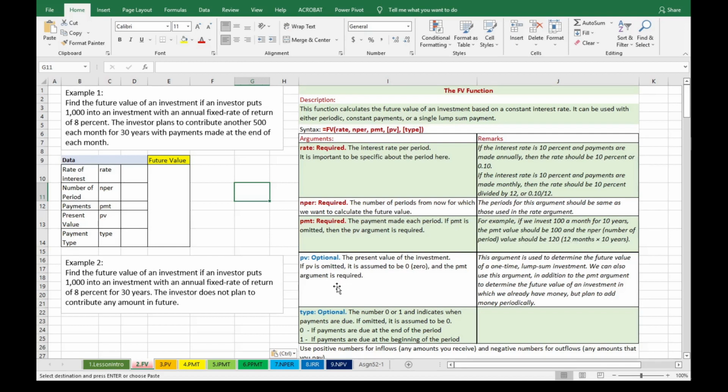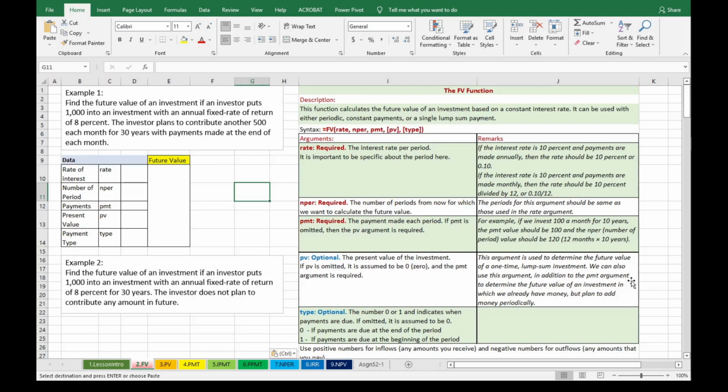Then next argument is PV, that is optional argument. This is the present value of the investment. If PV is omitted, it is assumed to be 0 and the PMT argument is required. So if we don't give PMT, then we have to give PV, and vice versa. So PV argument is used to determine the future value of one-time lump sum investment. We can also use this argument in addition to the PMT argument to determine the future value of an investment in which we already have money but plan to add money periodically.